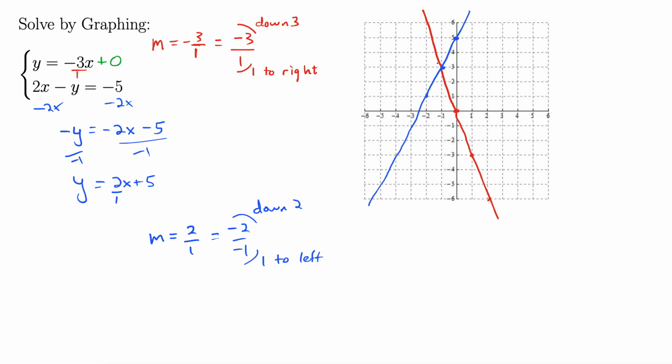The solution is where they cross. There you have it right there. Remember, it's x comma y, so we have negative 1 comma 3. That's the solution to this system of equations.